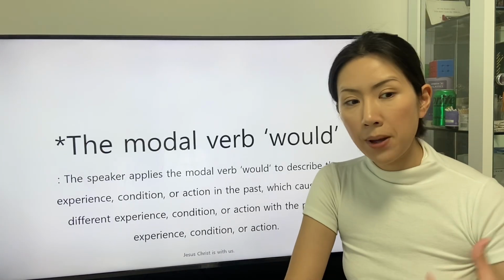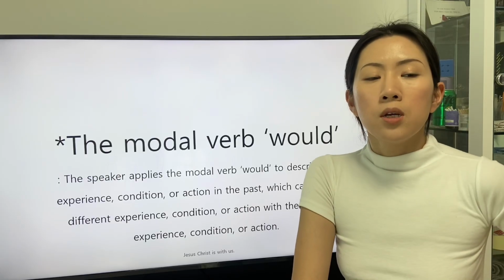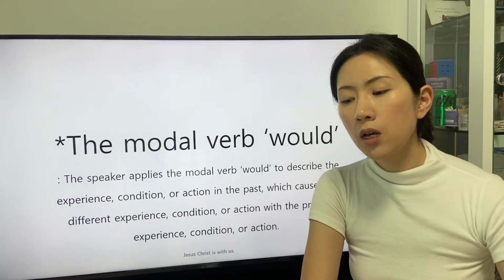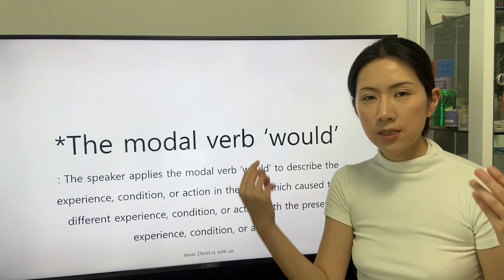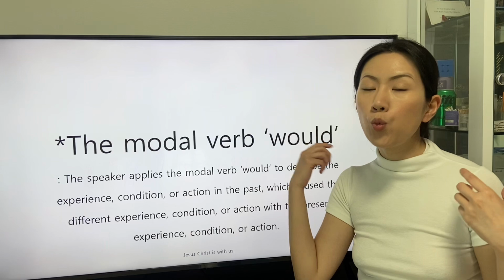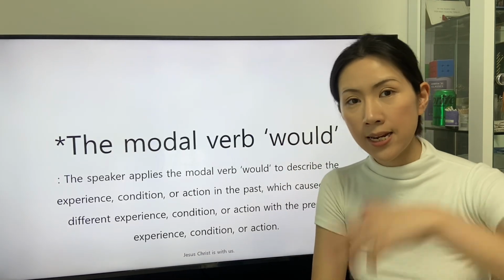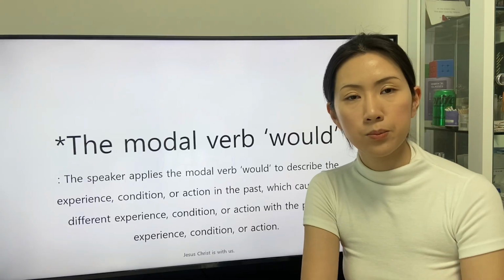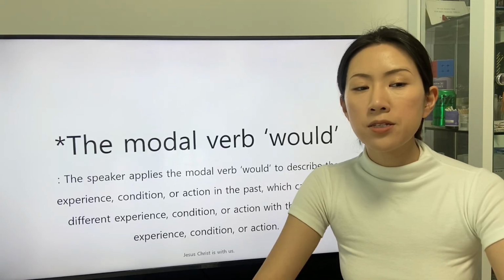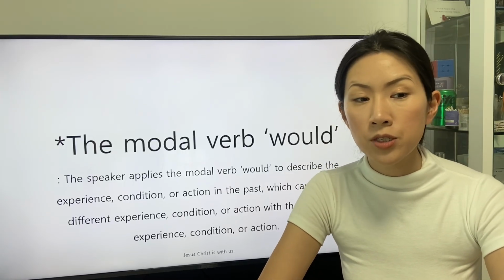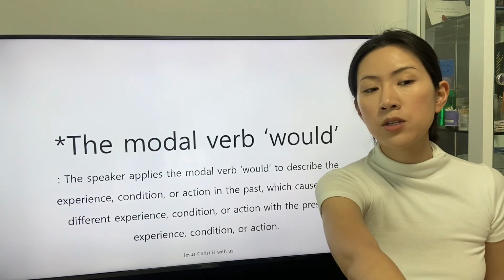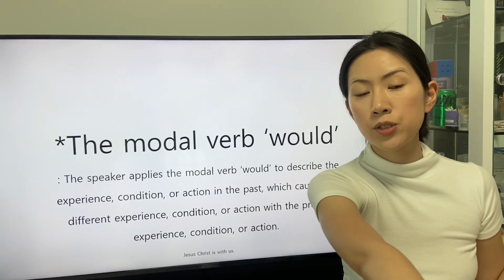From now on, we will study about the modal verb would. The modal verb would reveals that the clause that the modal verb would is applied in is stated in the past tense. The speaker applies the modal verb would to describe the experience, condition, or action in the past, which caused the different experience, condition, or action with the present experience, condition, or action.